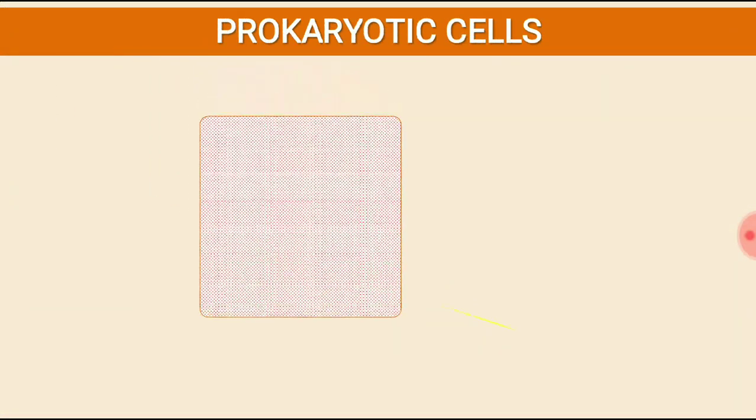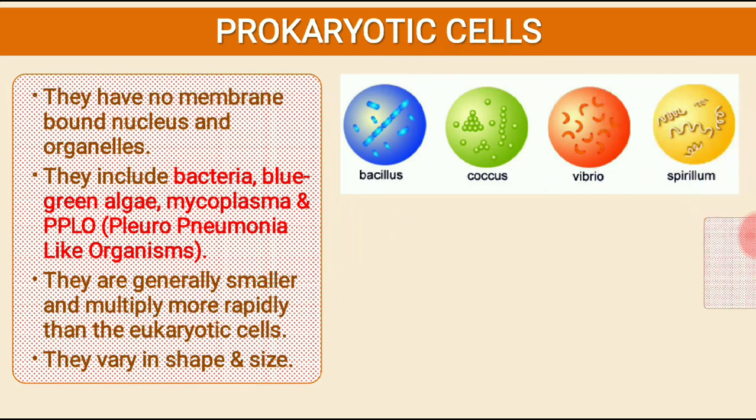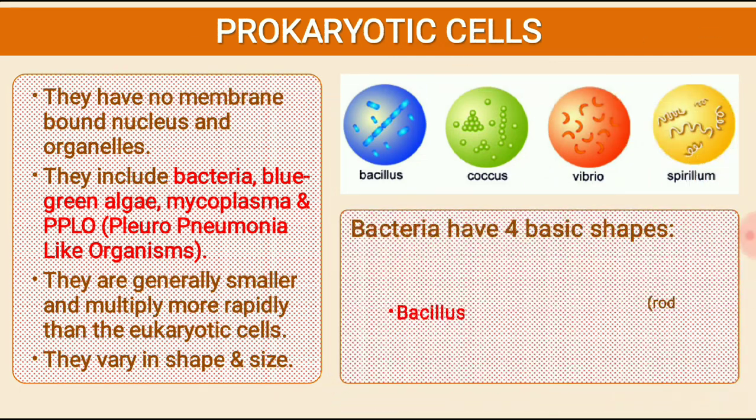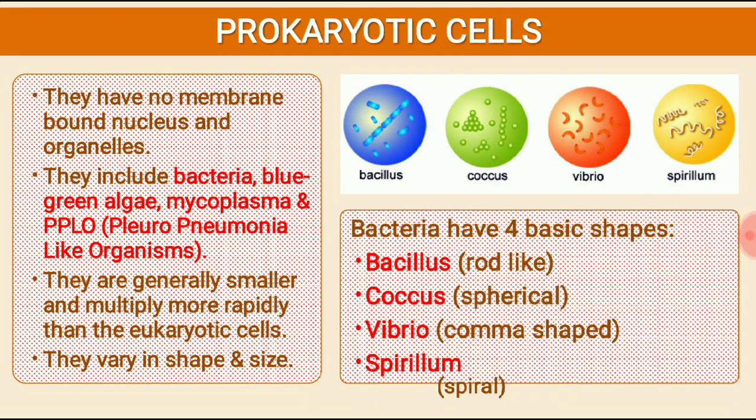8.4 Prokaryotic cells. The prokaryotic cells are represented by bacteria, blue-green algae, mycoplasma and PPLO, pleuro-pneumonia-like organisms. They are generally smaller and multiply more rapidly than the eukaryotic cells. They may vary greatly in shape and size. The four basic shapes of bacteria are bacillus (rod-like), coccus (spherical), vibrio (comma-shaped), and spirillum (spiral).